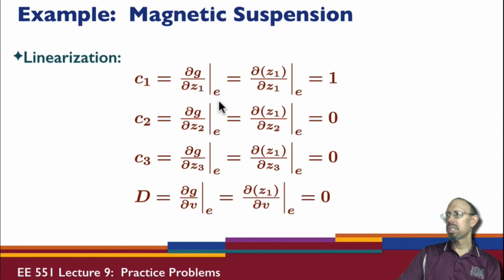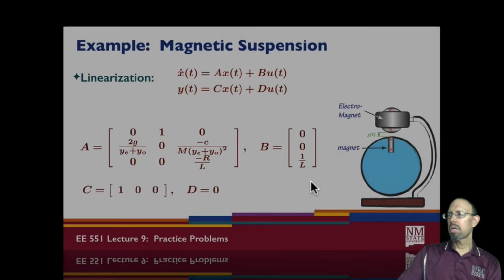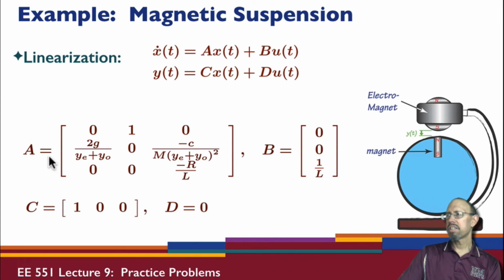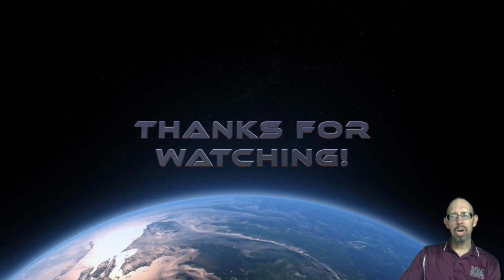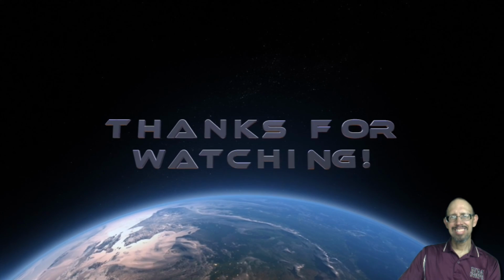Our output equation, g, is just z1, and so I take the partials with respect to z1, z2, z3, and v, and I get this. So, putting it all together, we have this state model. This then is a linear approximation of the model of this system evaluated at the equilibrium condition. So this is an example of linearization. Thanks for watching this lecture's videos.